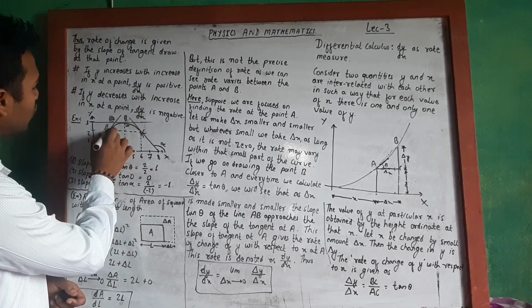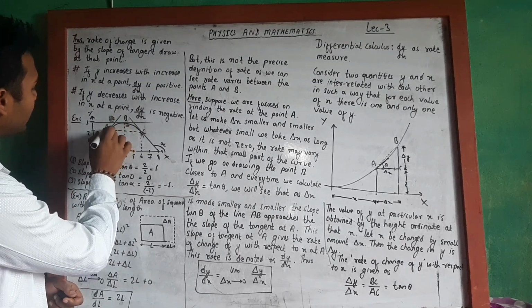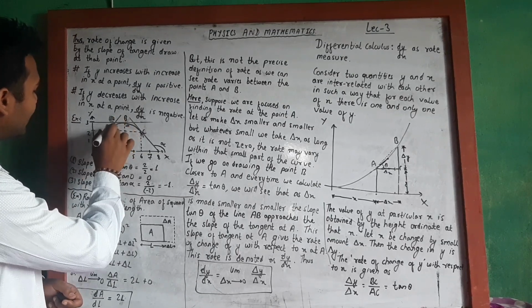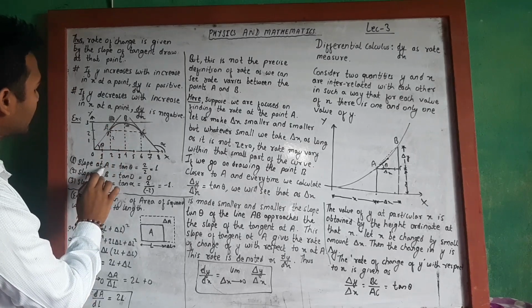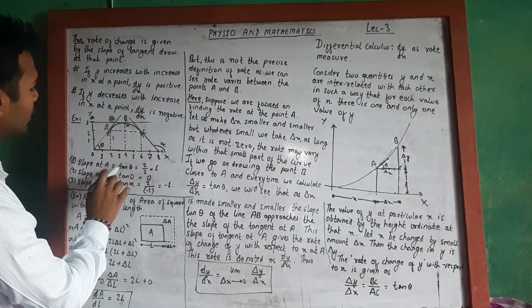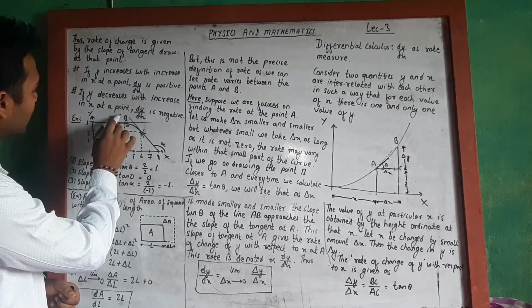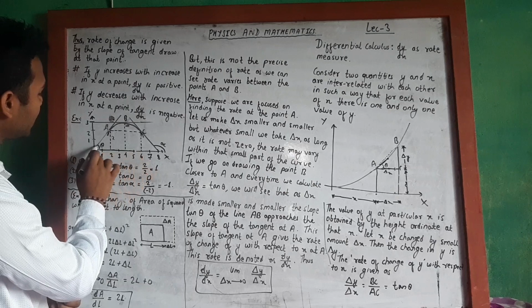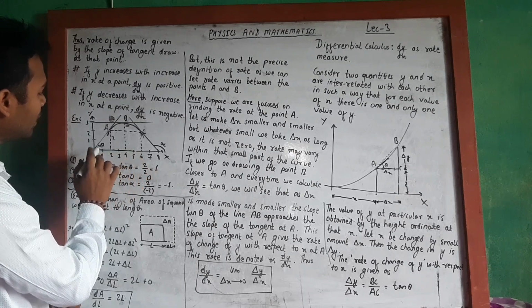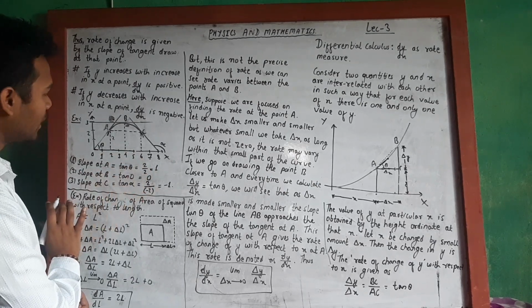Here, this slope at A means the slope of this tangent at A. Let the angle made by the tangent at A with the x-axis be theta. The slope will be given by tan theta.